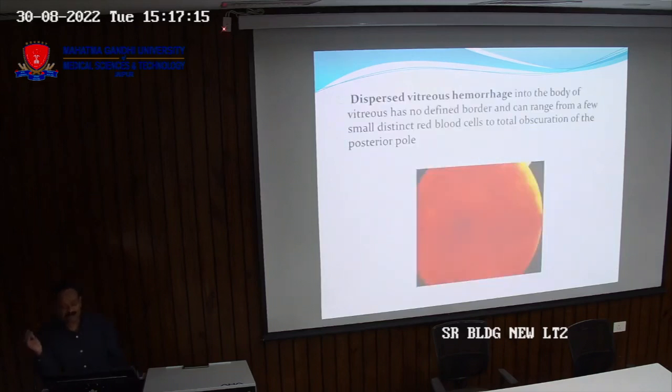Now what you see is a dispersed vitreous hemorrhage, which has dispersed into the vitreous cavity. You cannot easily see the blood vessels and the rest of the structures of the retina. Only a small dot is seen, which is the optic disc. The blood has come into the vitreous cavity, the vitreous jelly, and has spread out. This vitreous hemorrhage does not have a defined border and can range from a few small distinct red blood cells to total obscuration of the posterior pole, like this one. When you see the fundus, you don't get the normal glow. If it is long standing, the glow starts changing from normal orange towards white.